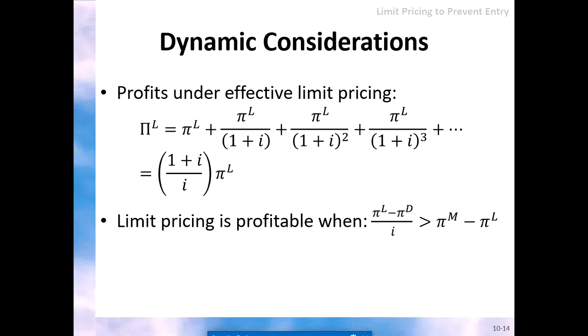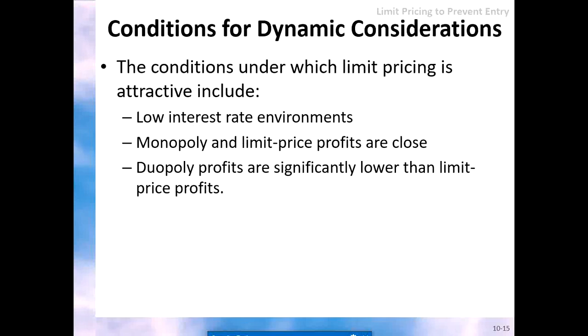In this case, the upfront cost is the profit foregone by limit pricing in the first period rather than charging the monopoly price. Based on this analysis, it is clear that limit pricing is more attractive in situations where, first, the interest rate is low. Second, profit under the limit price is close to the monopoly profit. And third, the duopoly profit is significantly lower than the profit under the limit price. So absent these conditions, it will not be in a firm's best interest to fight entry by limit pricing. When a firm faces entry but opts against limit pricing, its price will gradually decline over time as more and more firms enter the market.